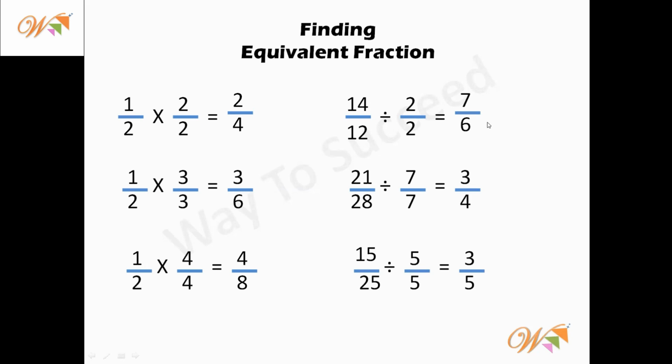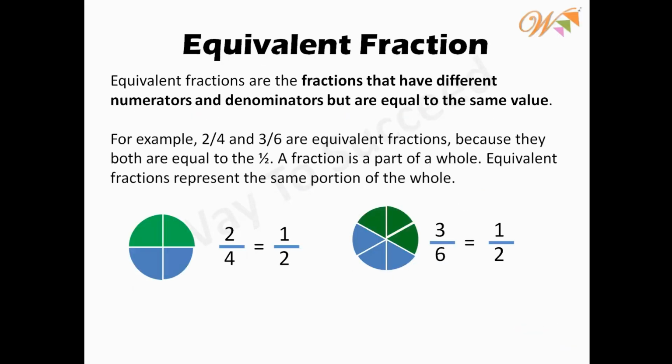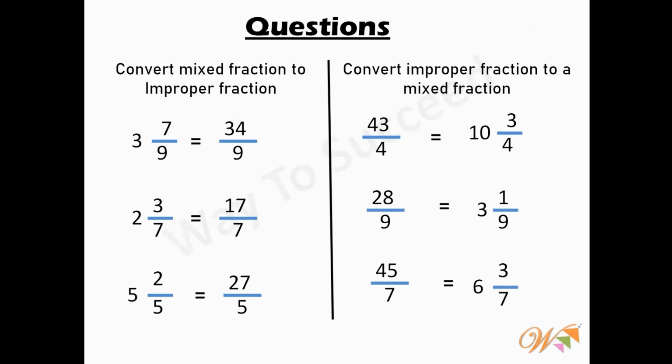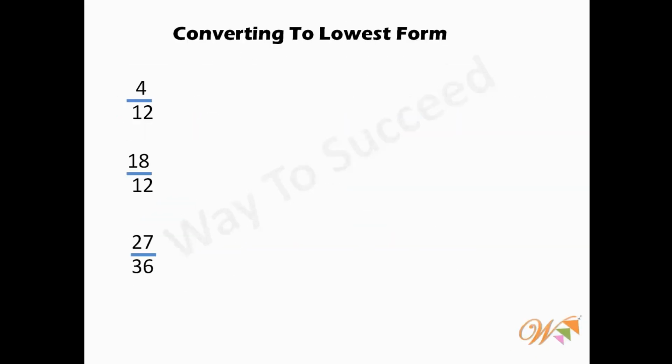Now all the fractions have some lowest form. Lowest form means, for example, here in the example of pizza, 2/4 was the same as half pizza. 3/6 was the same as half pizza. So their lowest form was half. We cannot reduce half to a smaller fraction. So that's called the lowest fraction. Now how do I find the lowest fraction?